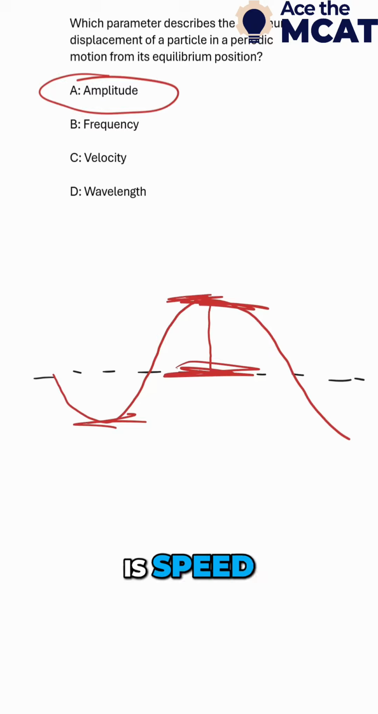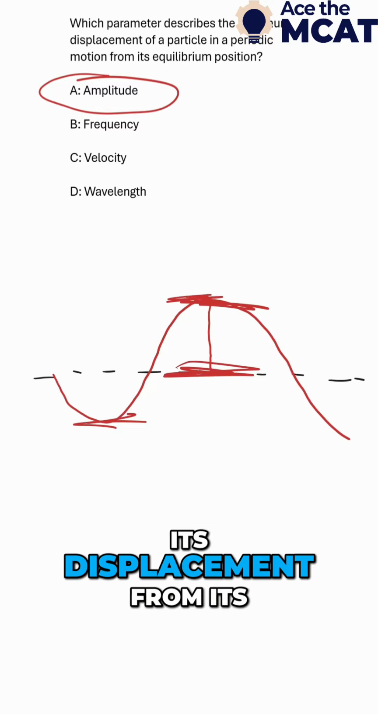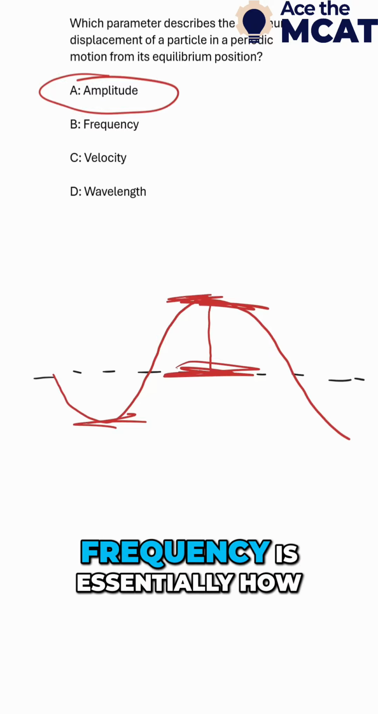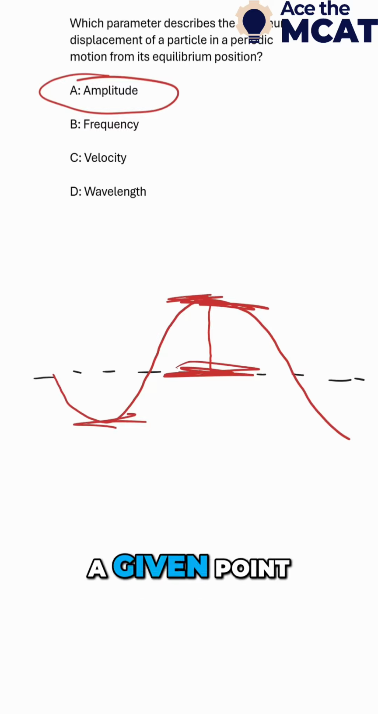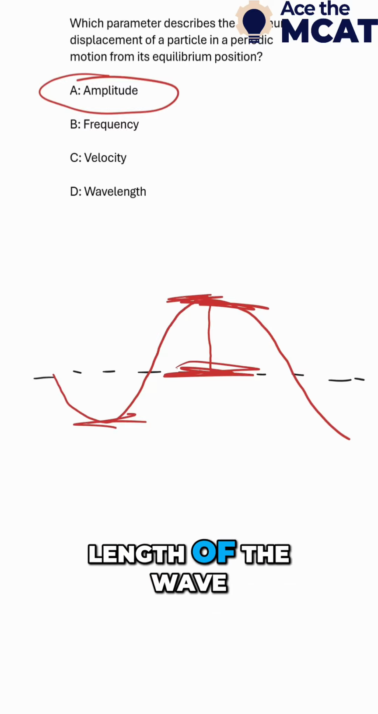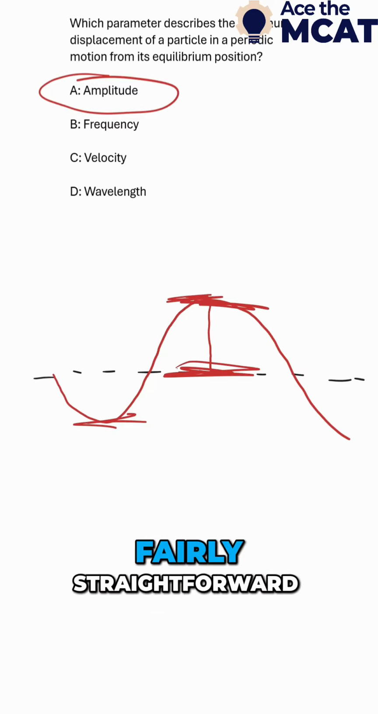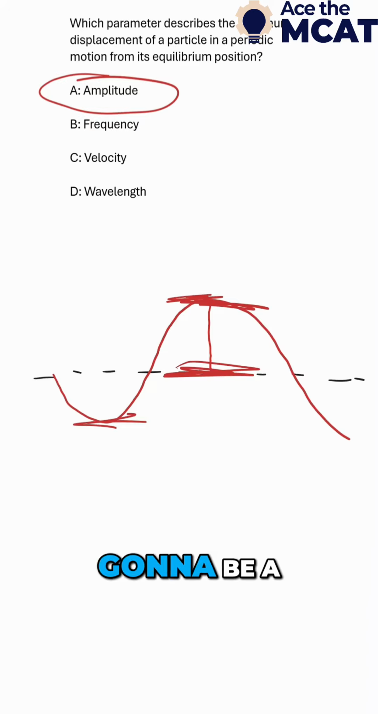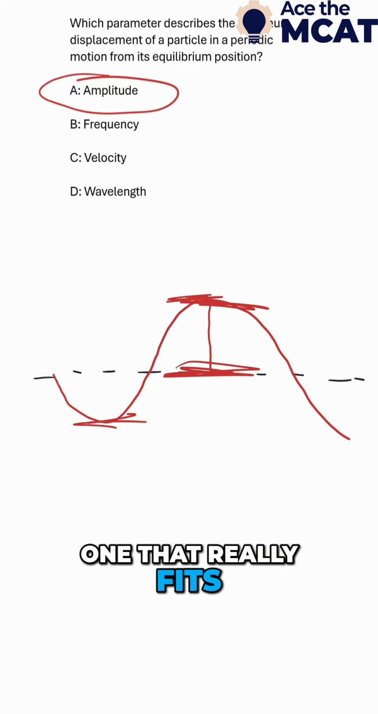Velocity, of course, is speed, which doesn't have to do with its displacement from its equilibrium position. Frequency is essentially how often the wave passes a given point. And wavelength is the length of the wave, obviously. That's fairly straightforward, I think. So the correct answer here is going to be A. Amplitude is the only one that really fits this concept.